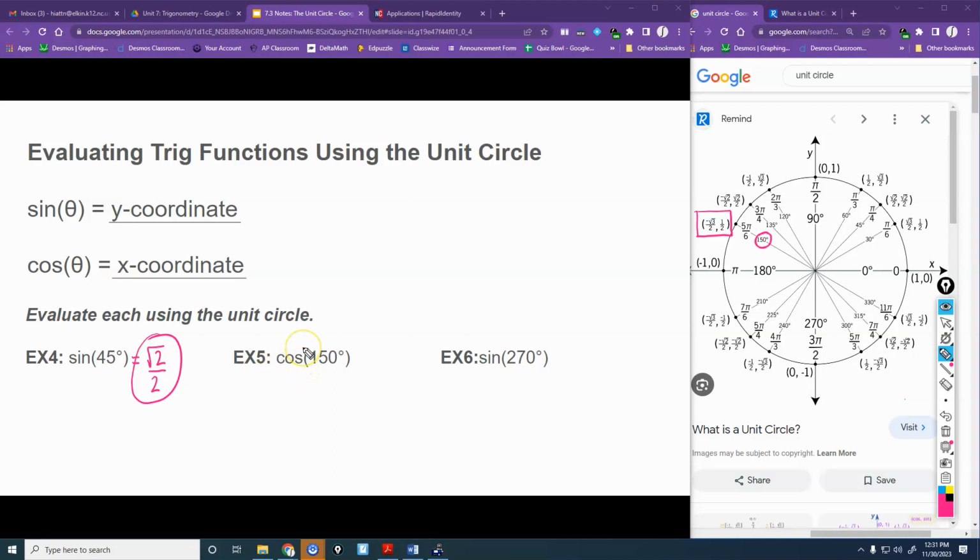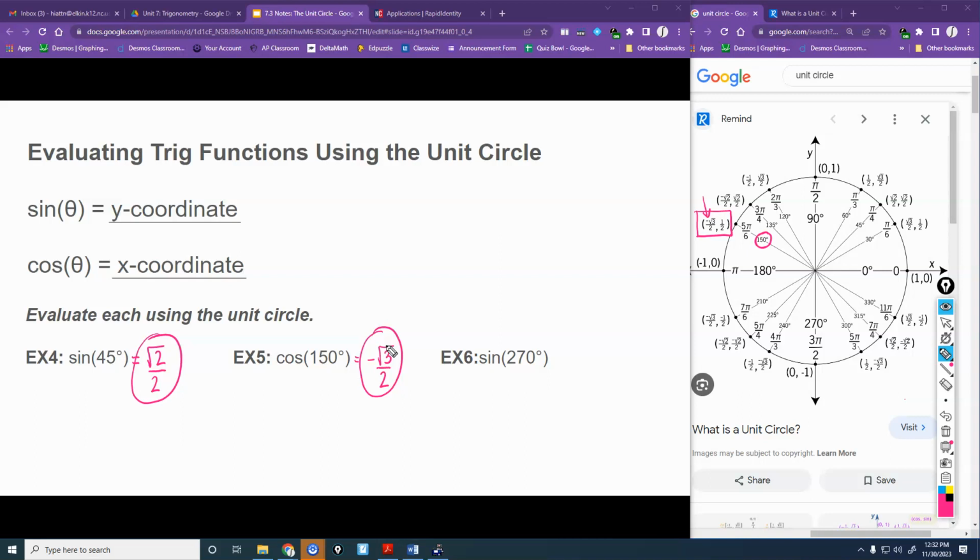So do I look at the x-coordinate or the y-coordinate? X-coordinate. So I look at this x-coordinate right here. It is negative square root of 3 over 2. So it equals negative square root of 3 over 2. And that would be my answer. So really you're just pulling these answers off of here. You have to know where to look and which coordinate to pick.